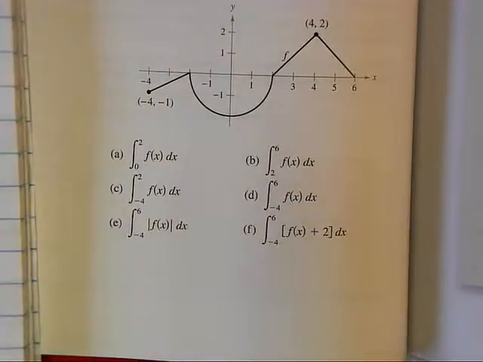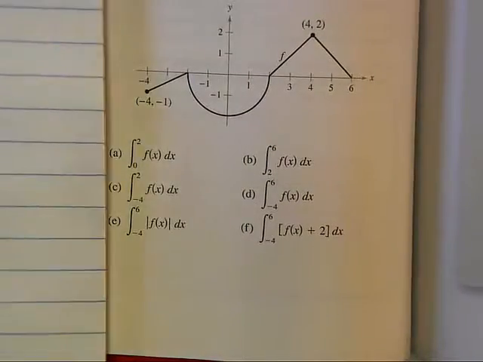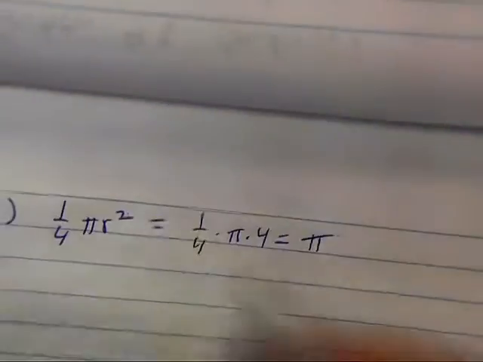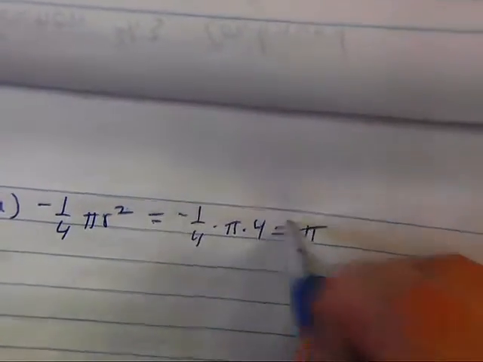And we look at that picture, what's the radius? 2. So that's going to be 1/4 times pi times 4, that's pi. And that's almost the right answer, but it's not the right answer. It's got to be negative. Excellent. Why does it have to be negative? It's below the axis, so it should be negative pi.